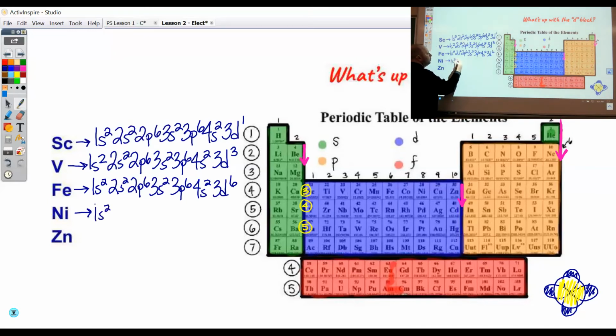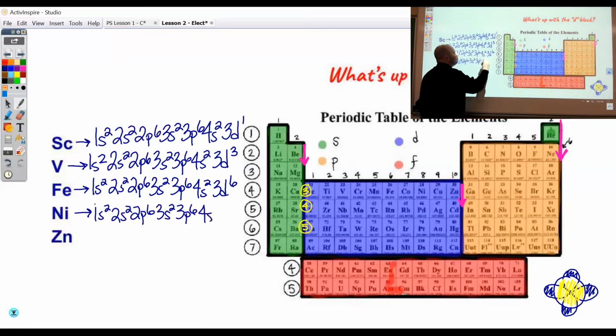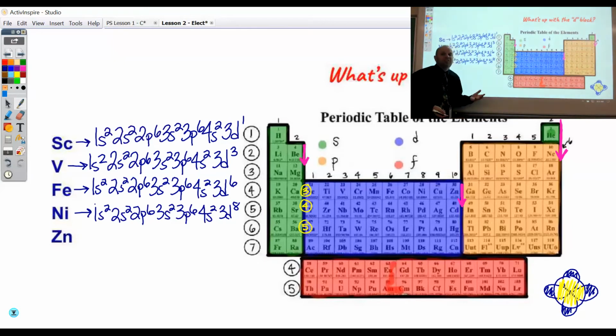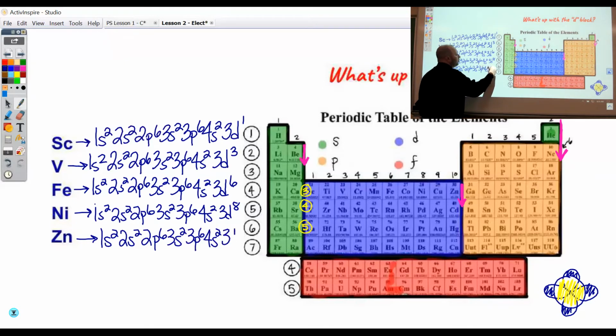So 1s2, 2s2, 2p6, 3s2, 3p6, 4s2, 3d8. And then finally, if I go all the way to zinc, the 3d will change from an 8 that we had in nickel to a 10: 1s2, 2s2, 2p6, 3s2, 3p6, 4s2, and finally 3d10.